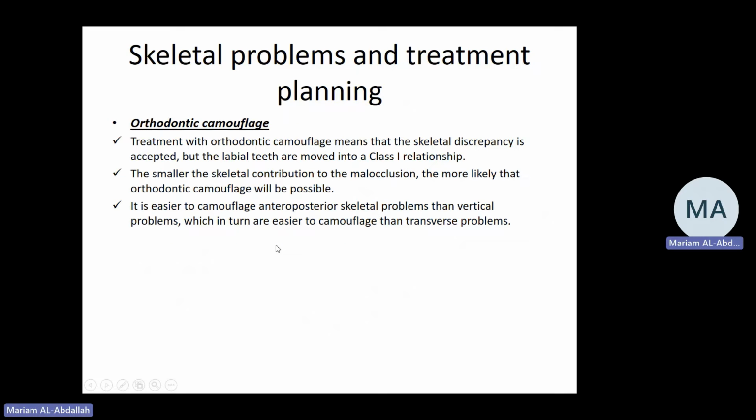Okay, orthodontic camouflage is to accept the underlying skeletal discrepancy, and usually it's mild or moderate, and then we move the labial segment into a class 1 relationship. The smaller the skeletal discrepancy, the more successful and more aesthetic the results will be. It's easier to camouflage the anterior posterior skeletal discrepancy than the vertical, and it's easier to camouflage the vertical compared to the transverse problems. So the transverse is the most difficult skeletal discrepancy to be camouflaged.